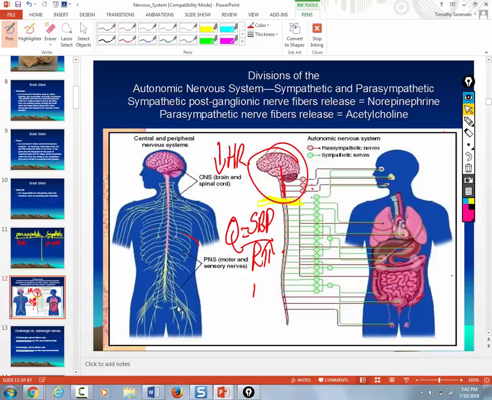So if their blood pressure is 90 over 60 and then it goes up to 120 over 80, you need to let the doctor know. Anytime there's an increase of 30 millimeters of mercury more in their normal blood pressure, you always think autonomic dysreflexia.